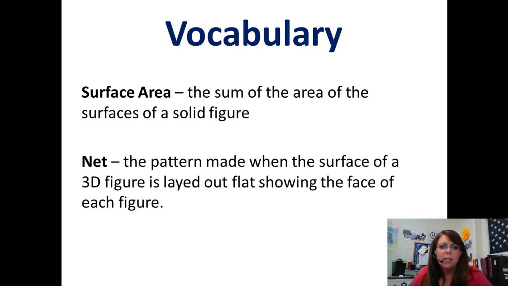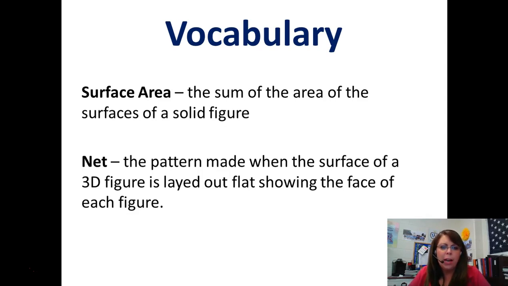Surface area is the sum of the area of the surfaces of a solid figure. So you guys have already figured out how to do area. When we're looking at a three-dimensional item like this, I don't want to just know the area of this one side. I want to know if I, let's say, had wrapping paper and I wanted to wrap this whole thing in wrapping paper, how much would I need to cover every single side of this three-dimensional item? That is what surface area is. If you need to hit pause, please do that.